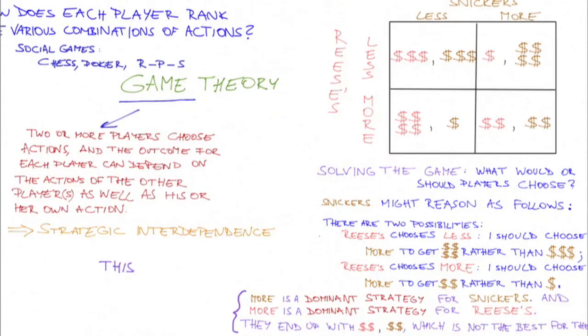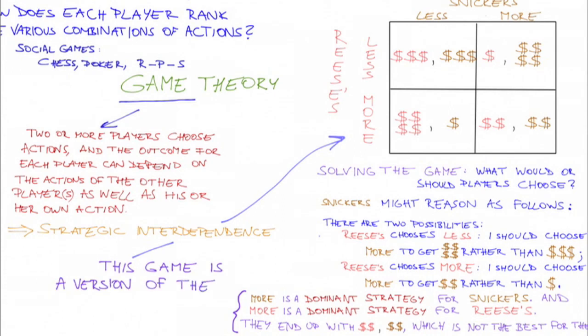The game we just analyzed is a version of the prisoner's dilemma. In a prisoner's dilemma game, players have a dominant strategy that leads to a suboptimal outcome, just like in this game. Versions of the prisoner's dilemma appear in many contexts, so this type of game is often studied.